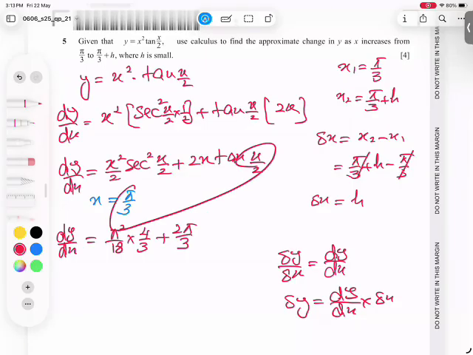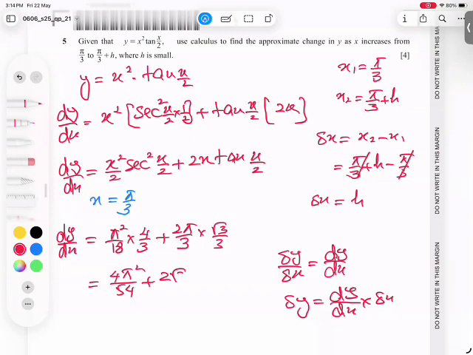When I plug in here, this is important. Tan pi divided by 6 is giving us root 3 over 3. So this is a value if we check it. So 4 pi square. So 18 times 3 is 54. And 2 into root 3 divided by 9. So I'm getting here 2 root 3 over 9 pi. So this is the derivative I have got.